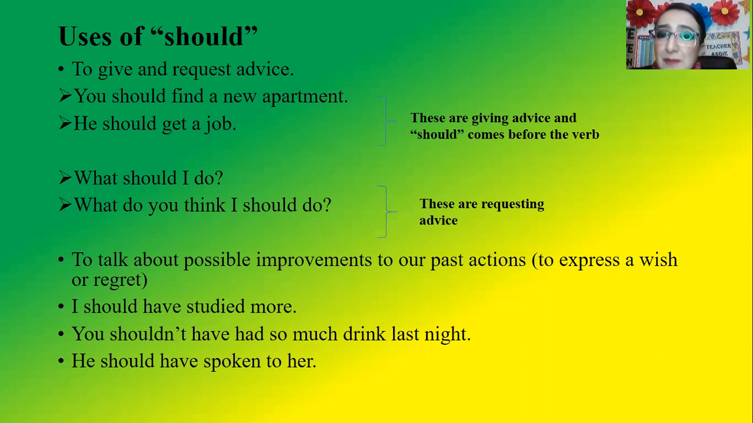These are giving advice and should comes before the verb. Aquí si te das cuenta estamos dando ciertos consejos. Advice, consejo, consejos. Y el should va antesito del verbo. No vayas a decir you find a new apartment should. No, you should, tú deberías find, encontrar un nuevo apartamento. El should va siempre después del sujeto y antes del verbo.